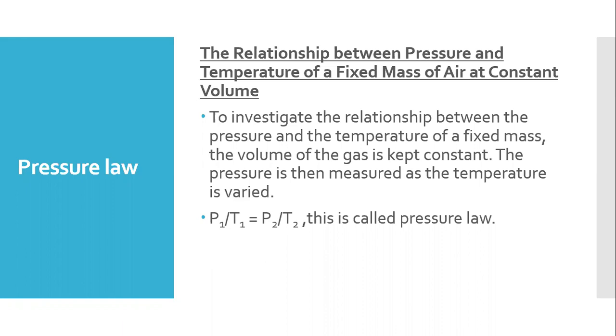Now, the pressure law specifically shows the relationship between the pressure and temperature of a fixed mass of air at a constant volume. So to investigate the relationship between the pressure and the temperature of a fixed mass, the volume of gas is kept constant. The pressure is then measured as the temperature is varied. So for a given equation, for example, P1 over T1 equals P2 over T2. This is what describes the pressure law.